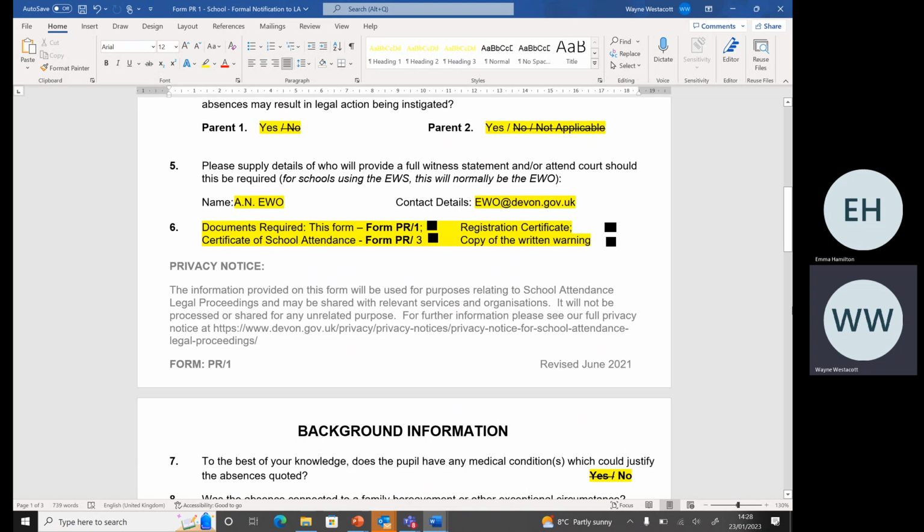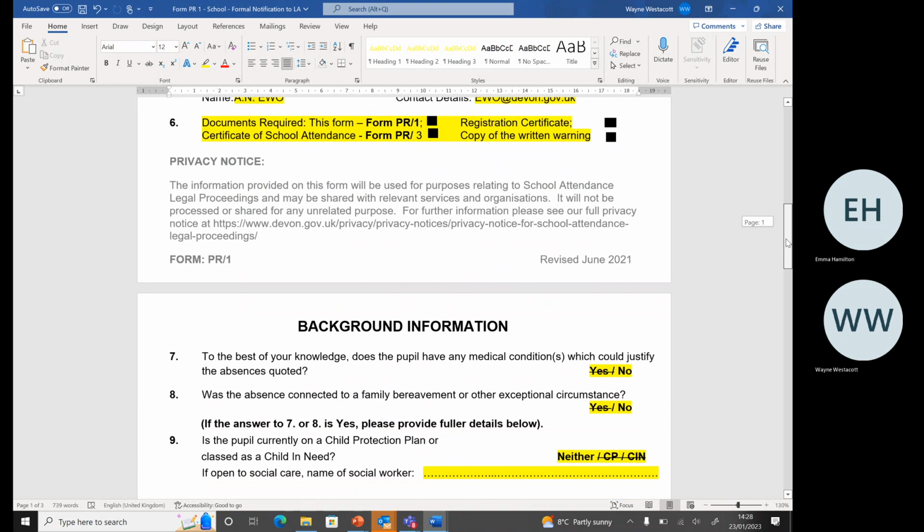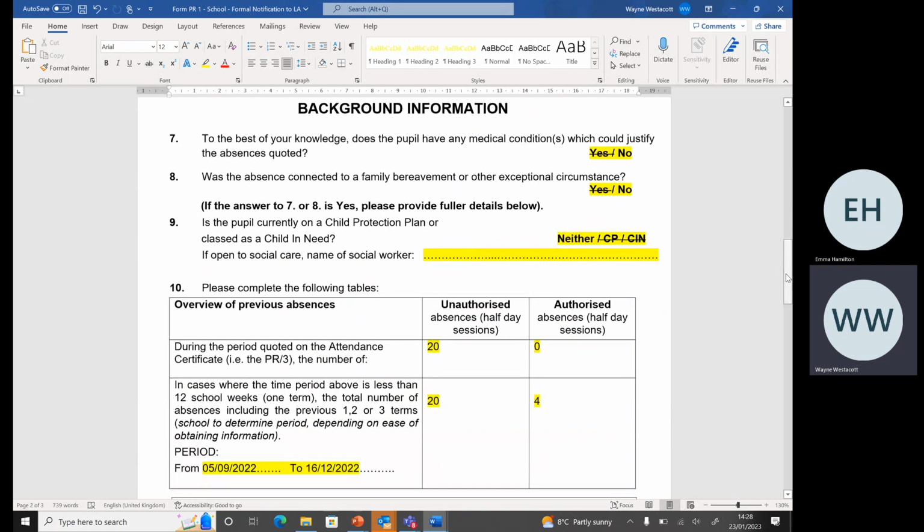So you've got the PR1, the PR3, which is the head teacher certificate, a registration certificate with the required dates, and a copy of any of the written warnings, S2, warning letters, letters dated September and April, or the refusal of the holiday. Any and all, please attach. Then they require some background information.